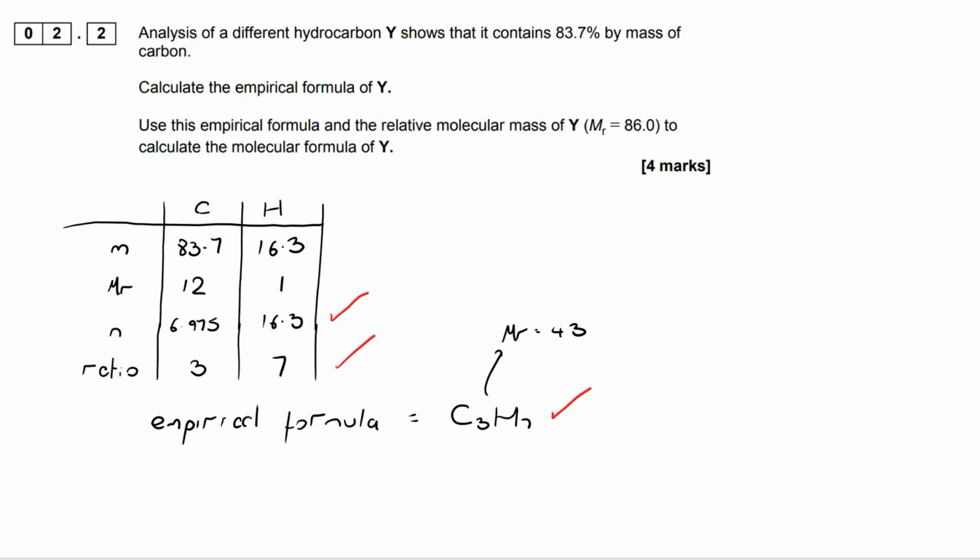If it was C3H7, the molecular mass would be 43, which is exactly half that. So I need double the number of carbons and double the number of hydrogens. So that's precisely what I do. I change my C3 to C6, my H7 to H14, and I have my molecular formula C6H14.